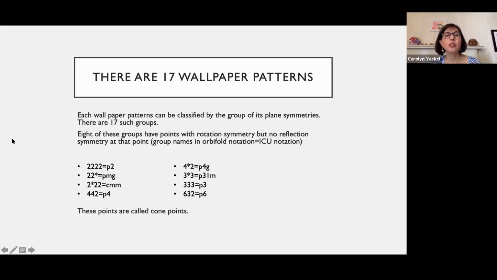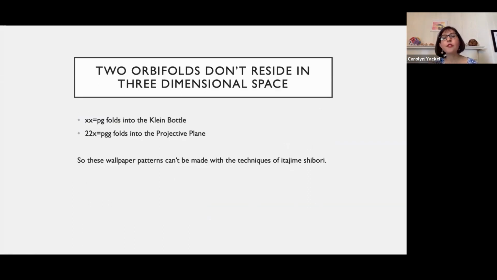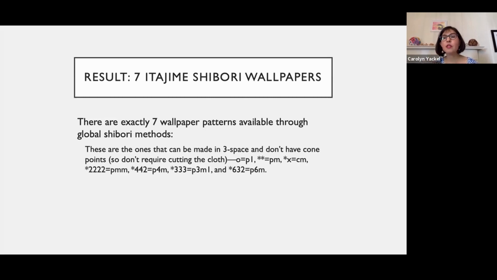It doesn't work. Okay, so of the 17 wallpaper patterns, 8 of them have these cone points, or points with pure rotations. And then 2 of them, the orbifolds, are things that don't live in 3 space, the Klein bottle and the projective plane. So if you're counting, that's 10 of the wallpaper patterns we just can't get. 8 because of cone points and 2 because the orbifolds don't live in 3-dimensional space. So that leaves us with 7 wallpaper patterns that we can get, and we're going to look at these.